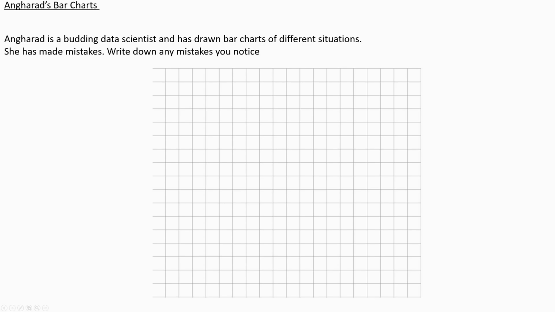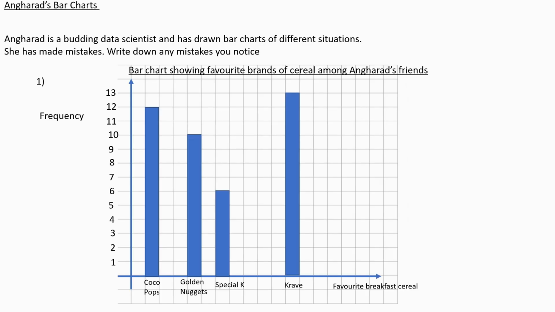Angharad's drawn some bar charts, but she's made some mistakes. Let's have a look if we can notice what mistakes she's made. So if we look at this bar chart here, what mistakes do you notice? You should notice that the bars are not equally spaced. And when we have normal bar charts, they should have equally spaced bars.